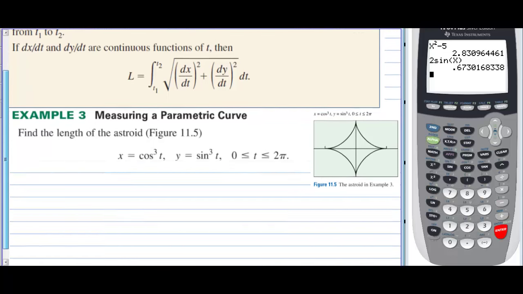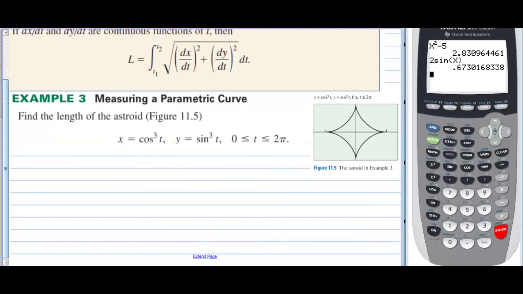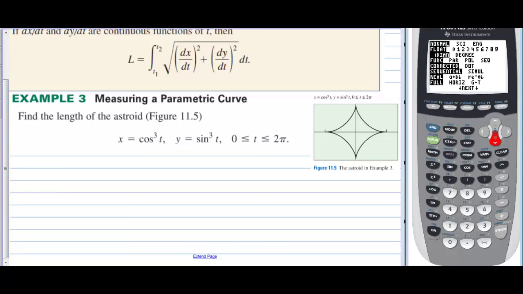Example 3, measuring a parametric curve. Find the length of the asteroid, where x is cosine cubed, y is sine cubed, and we're going from 0 to 2 pi. Let's go back to the calculator. Let's put this in parametric mode. So we have parametric. Let's go to x1. We're going to put in cosine x cubed.